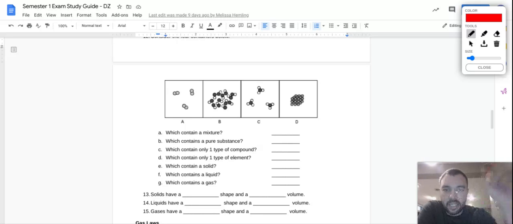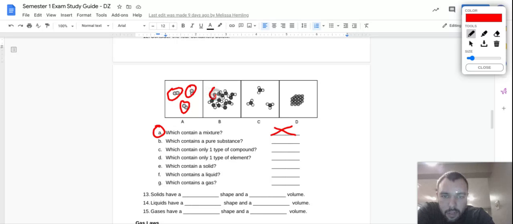Okay, which contains a mixture? I would say, this is a tough one. I would say in this case that none of them contain a mixture. I'll just put an X there. So you can put an X in there. None of them contain a mixture because A, this, and this, they're all the same.